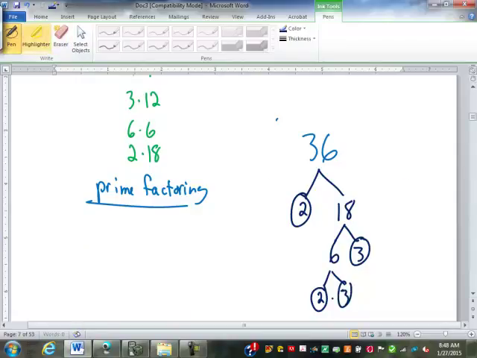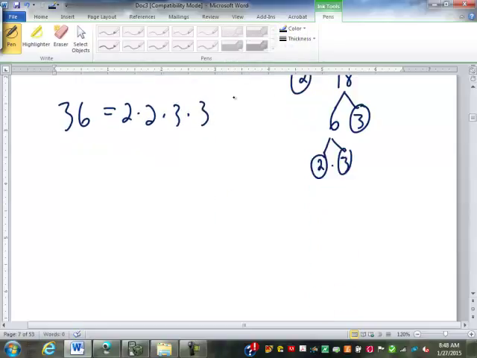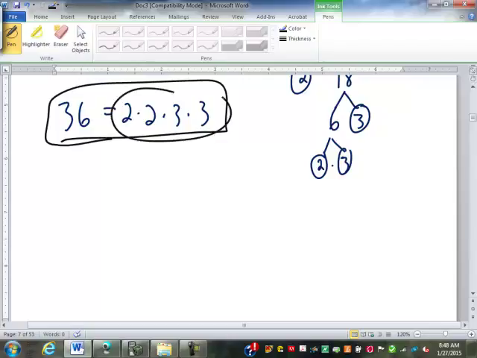If I ask you to prime factor 36, that's what I'd be looking for. So 36 is equal to 2 times 2 times 3 times 3. Yep, that's it. In fact, you could just write that if you wanted to.